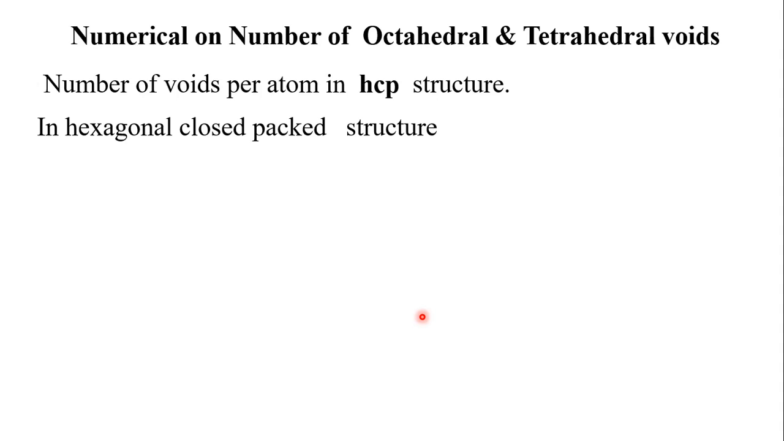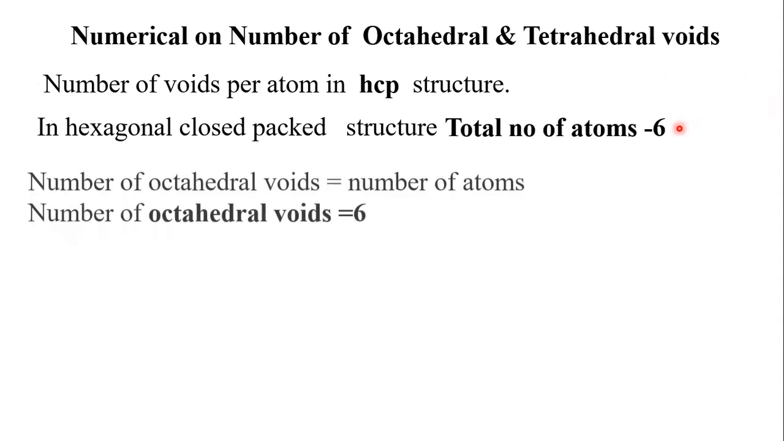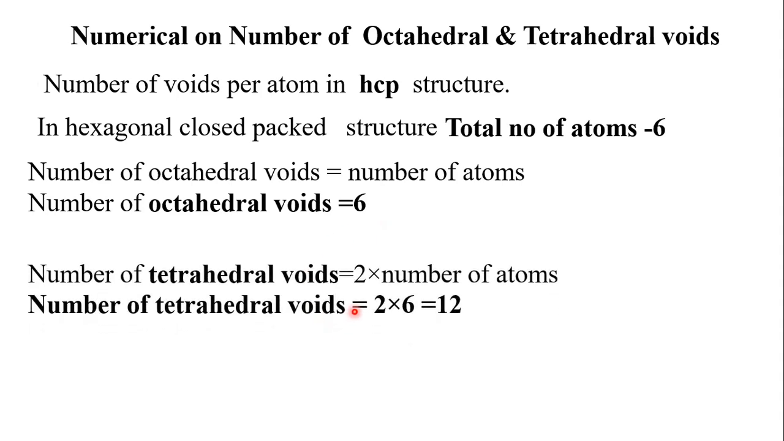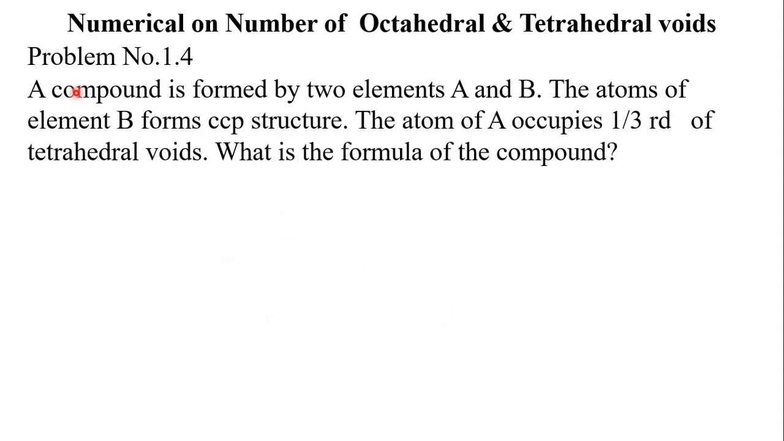And in HCP structure, hexagonal close pack structure, total number of atoms is equal to 6, and therefore octahedral voids are also equal to 6, and tetrahedral voids are equal to 2 into 6, that is equal to 12. So all these points are very important while solving the numerical problems. These points we have to remember. So we will solve first the problem number 1.4 from your textbook.